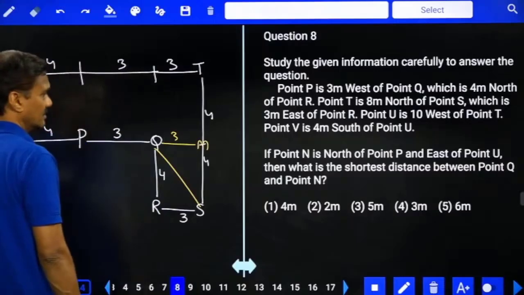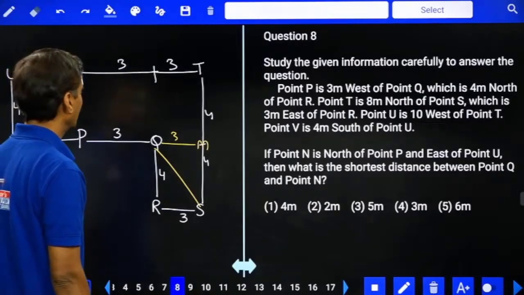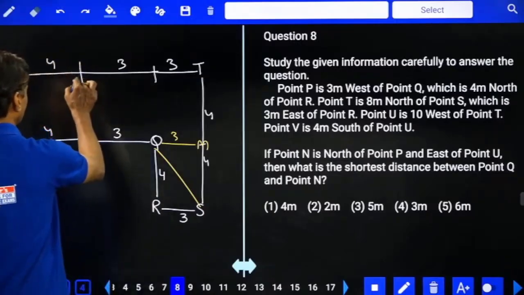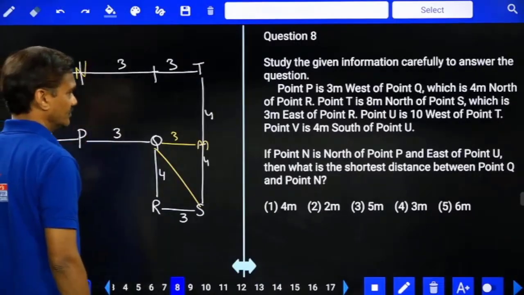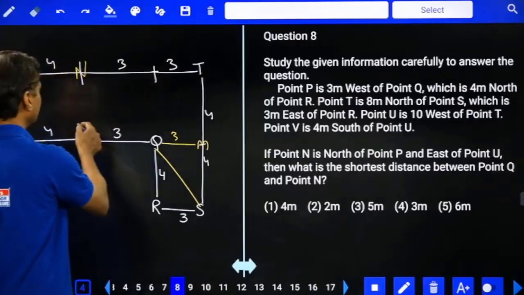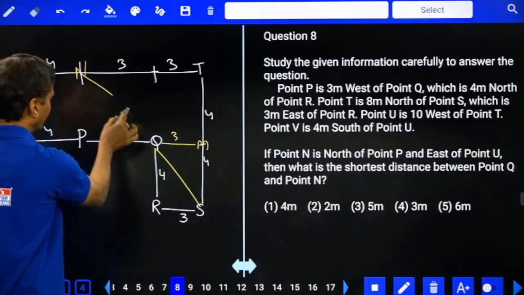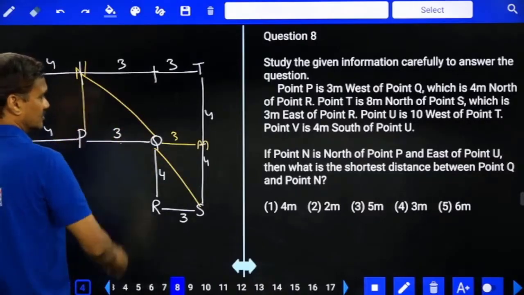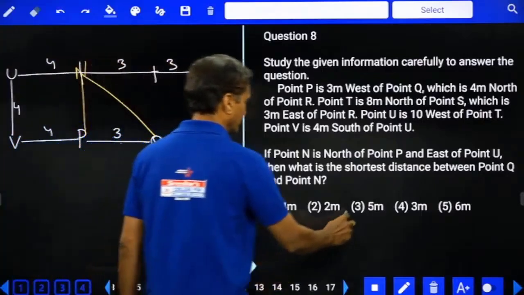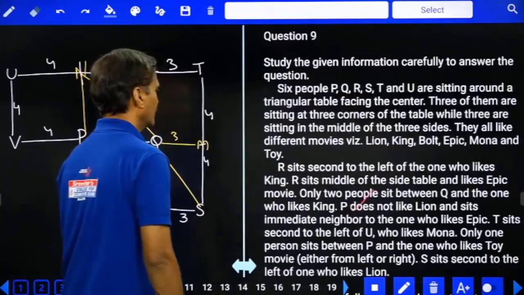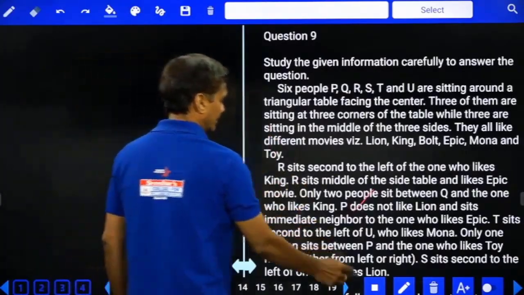Then 8th one, point N is to the north of P and east of U. Hence N must be at this place. Then what is the shortest distance between Q and N? Now we need to find out this distance. This is 4. This is 3. 4 square plus 3 square is again 5 meters. Choice 3, question number 8. Then question number 9 onwards.